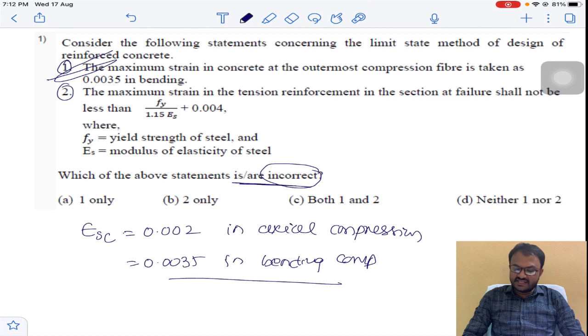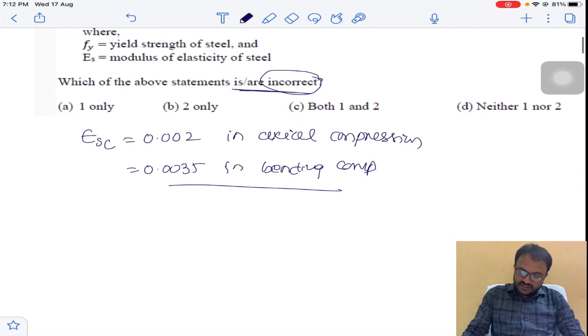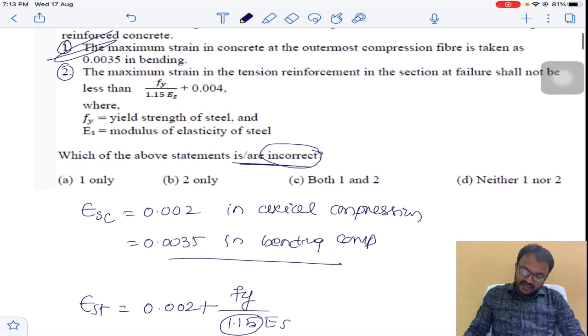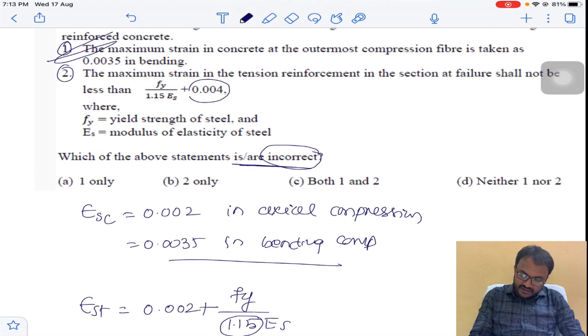Now the maximum strain in tension reinforcement. The maximum strain in tension reinforcement, epsilon st, is generally 0.002 plus fy divided by 1.15 Es. Here 1.15 is the partial safety factor for steel. But in the statement he has given it is 0.004. If it is 0.002, the second statement would be correct. Otherwise it is a wrong statement. So the second statement is wrong.